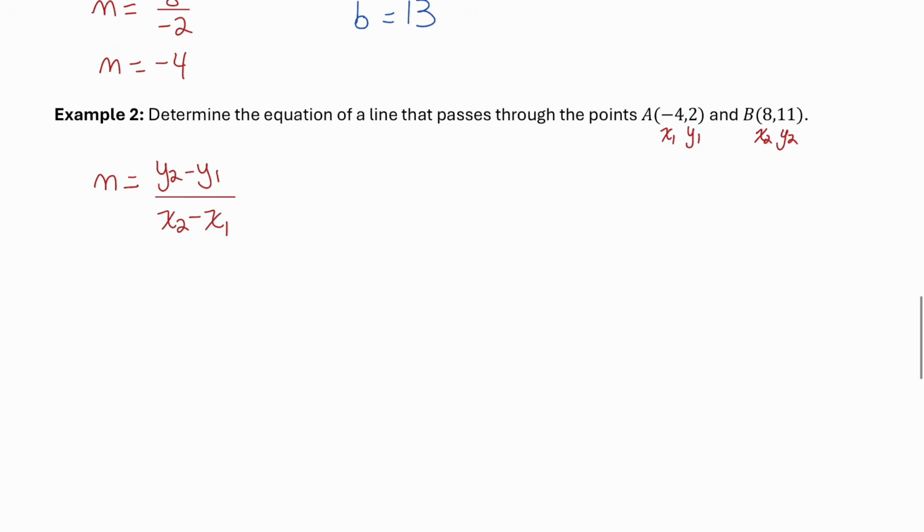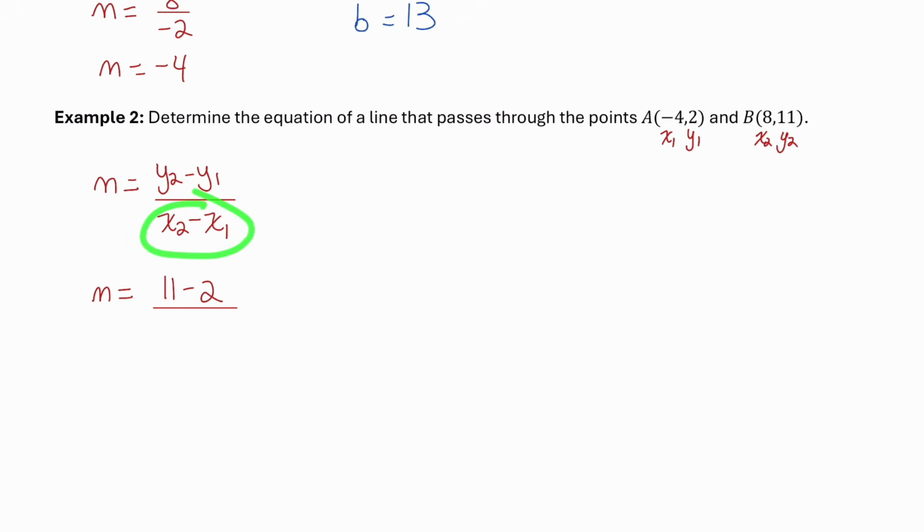If I sub into my formula, y2 minus y1 would be 11 minus 2, and x2 minus x1 would be 8 minus negative 4. So that gives me a slope of 9 over 12, but that reduces. 3 divides evenly into both 9 and 12, so divide the top and bottom by 3, and I get a simplified slope of 3 over 4.